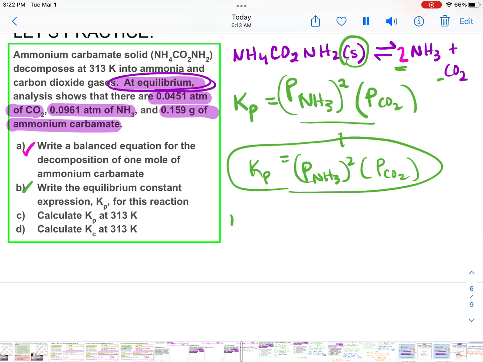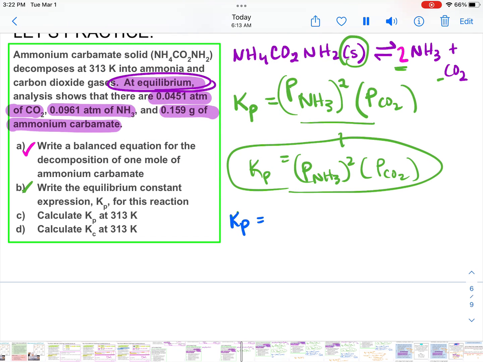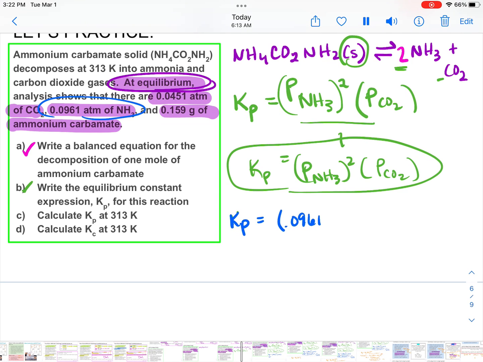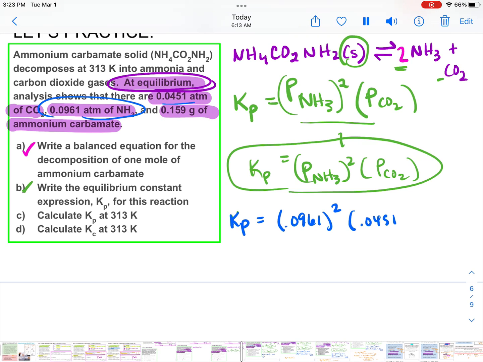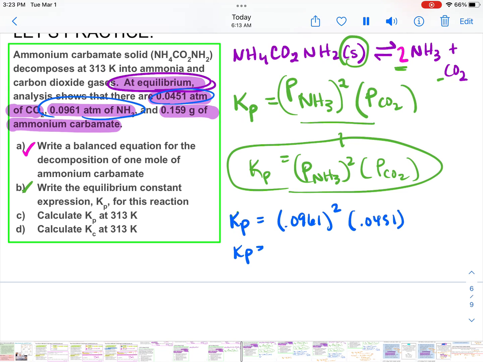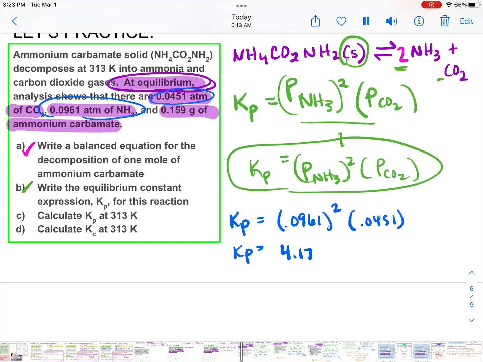So for part C, we're going to say that Kp equals the pressure of the NH3, which is here, 0.0961. And we don't use units in equilibrium constants, so you can leave the units off. Actually, that's kind of refreshing. And the 0.0451 for the pressure of carbon dioxide. And I can do the math, and I solve, and I find 4.165 blah, blah, blah, times 10 to the negative fourth. I have 3 significant figures, so this would be 4.17 times 10 to the negative fourth.